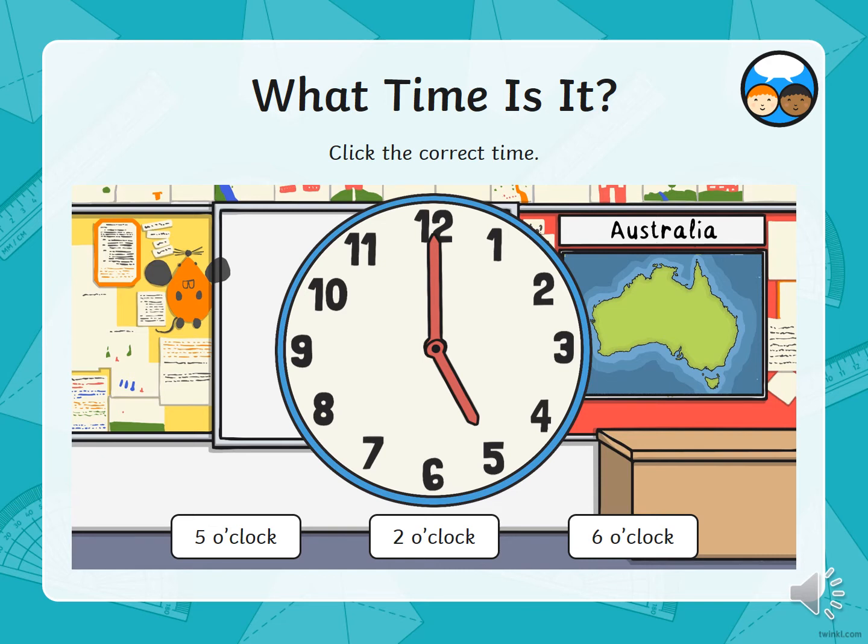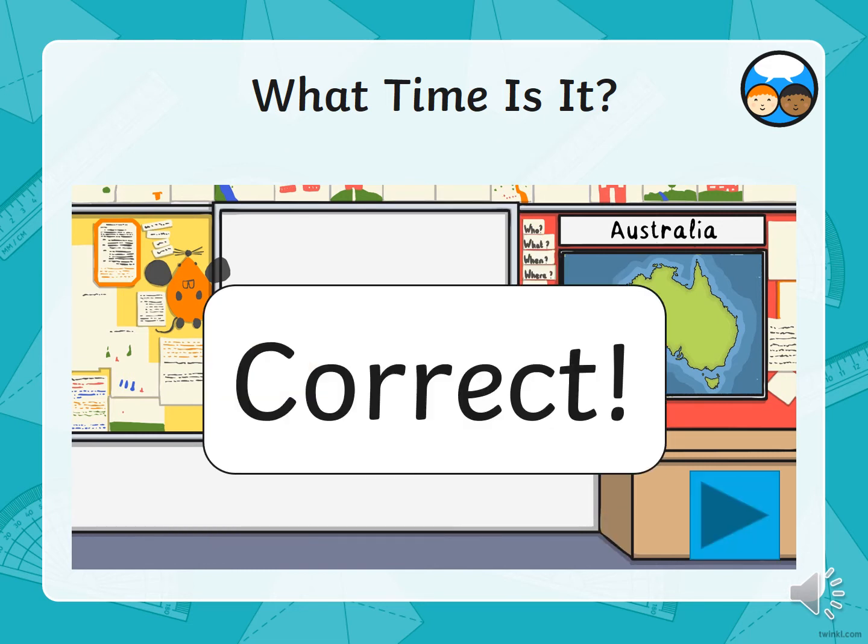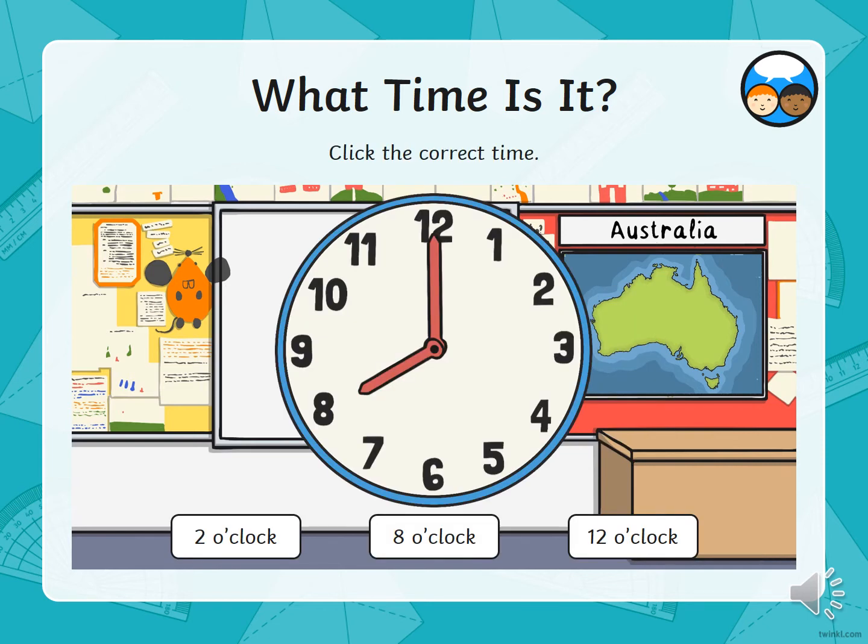What is the time? Is it 5 o'clock, 2 o'clock, or 6 o'clock? Now we know it's o'clock because the big minute hand is on the 12. So we need to see where the small hour hand is. Is it on the 5, the 2, or the 6? It's on the 5. Well done. Can you guess this time?